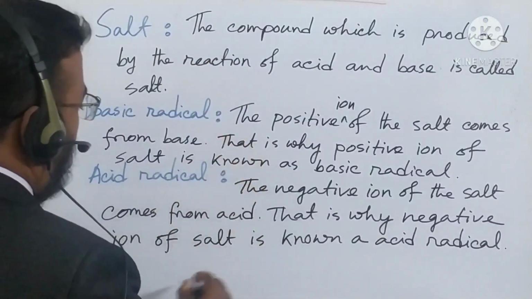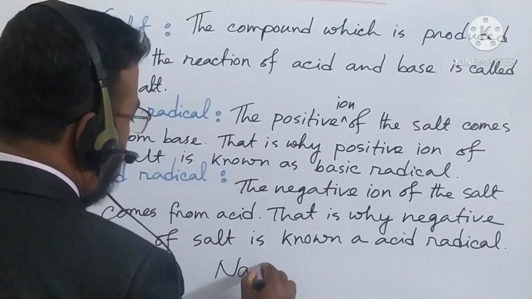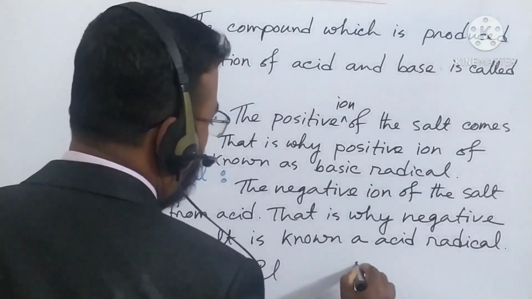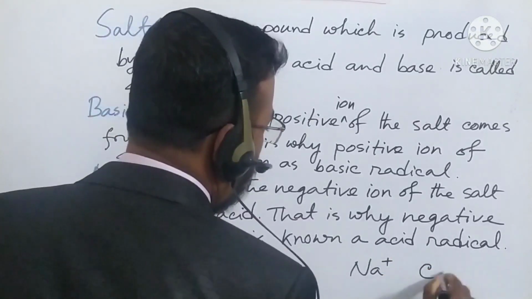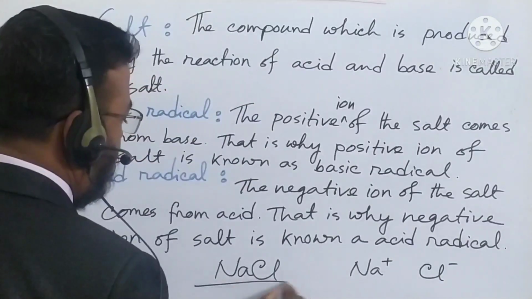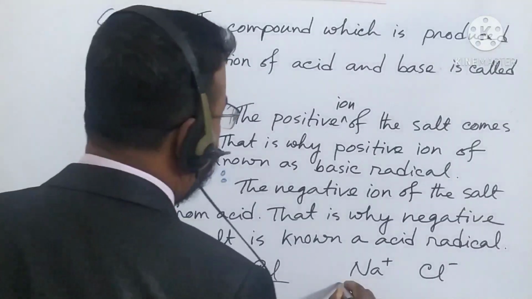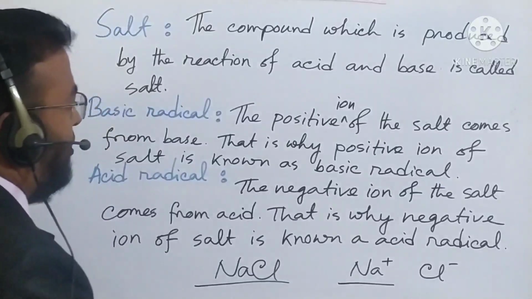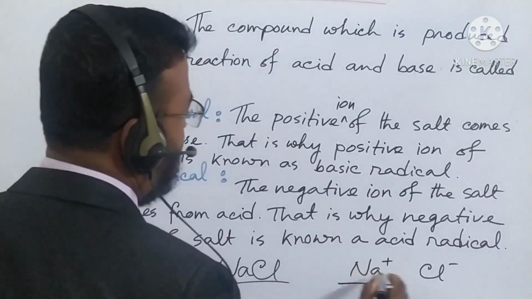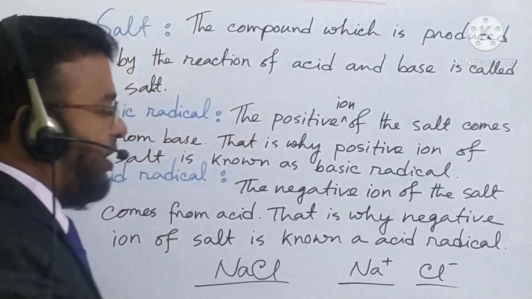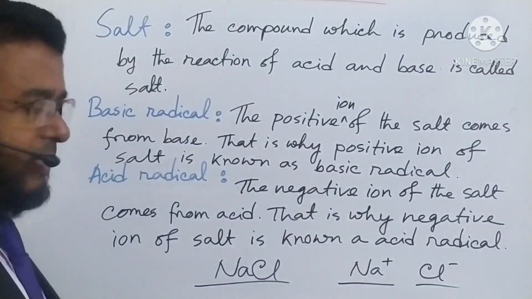Okay, so if I give one example, it is sodium chloride. So it is sodium plus and chloride minus. So this is a salt. This is a positive ion. It comes from the base. So it is basic radical. It is a negative ion. It comes from the acid. So it is acid radical.